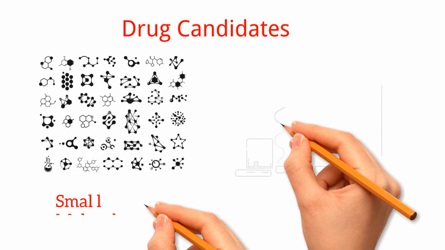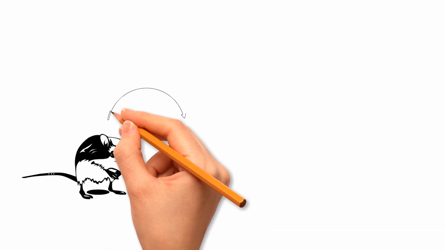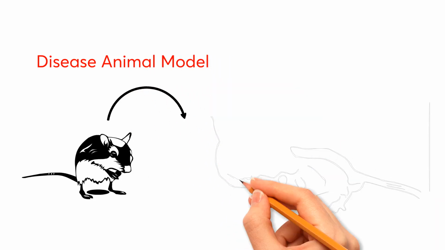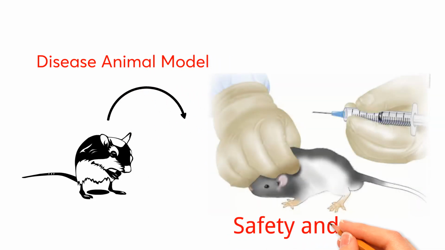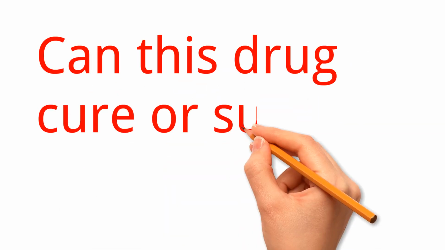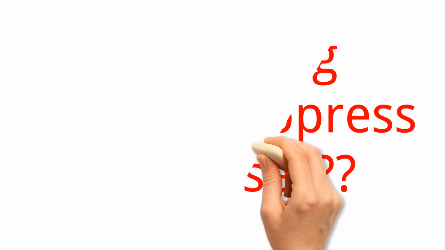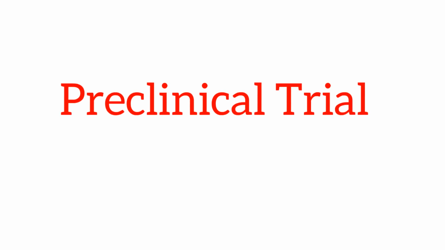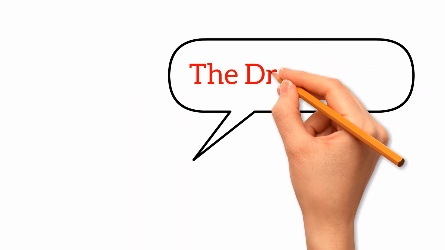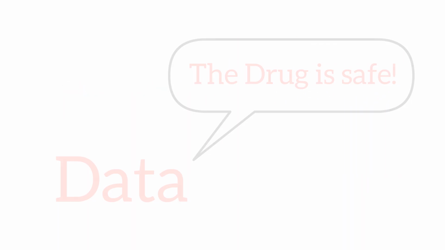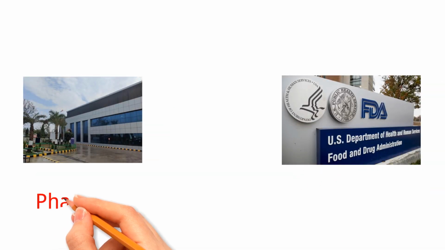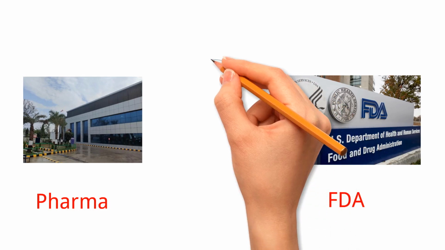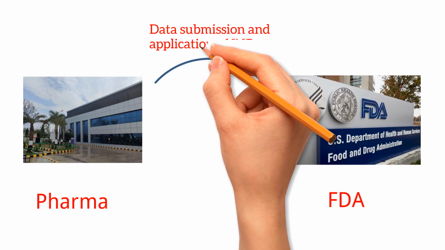These molecules, which are now drug candidates, are then tested in laboratory animals with the disease model to evaluate their safety and efficacy. The research scientists investigate if the drug is able to suppress or cure the disease. This is called a preclinical trial. And when the data shows that the drug is safe, a pharmaceutical company can then apply for an IND, that is Investigational New Drug, to the FDA for license to conduct a phase 1 clinical trial.